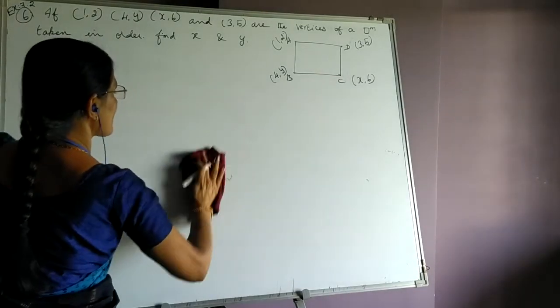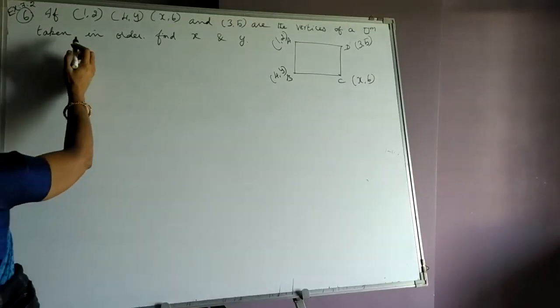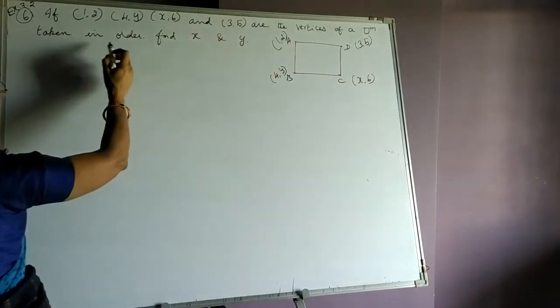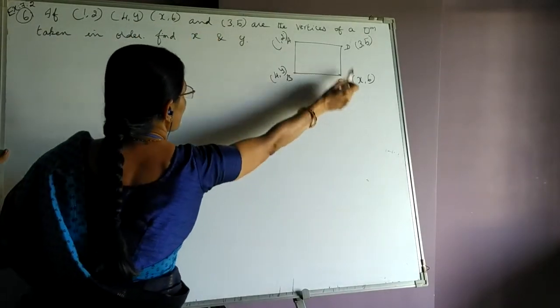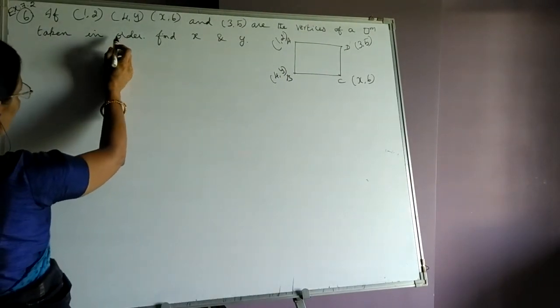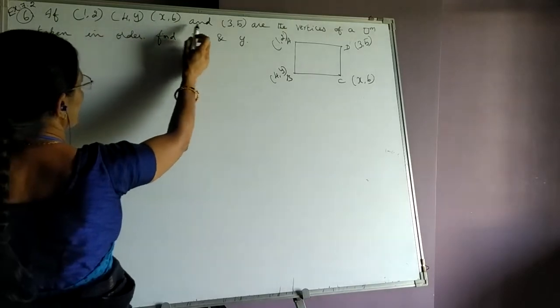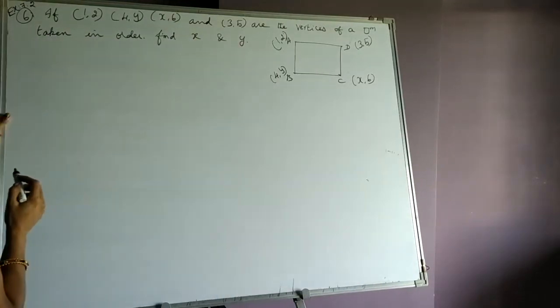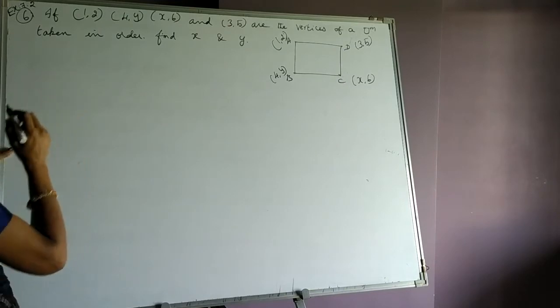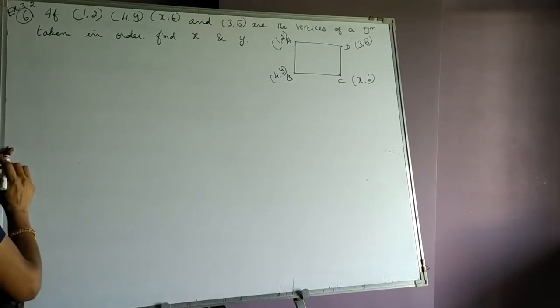So the sixth sum is, if 1, 2, 4, 5, x6 and 3, 5 are the vertices of a parallelogram. They are the vertices of a parallelogram taken in order. So if ABCD is a parallelogram, this stands for A, B, C and D. Right? Using this, we are asked to find out x and y. Here we are going to use properties of a parallelogram.